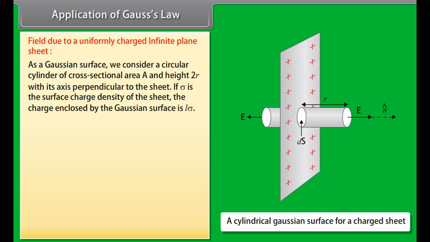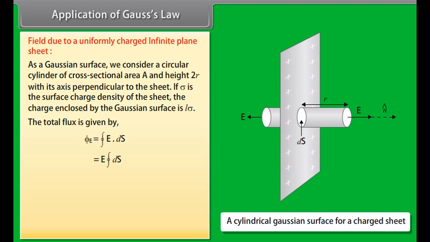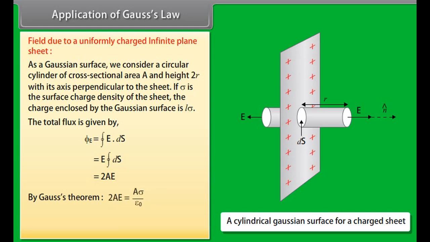We know that phi E is equal to the integration over a closed surface of E dot ds, which is equal to the product of 2A and E. According to Gauss's theorem, we get the electric field at any point at a distance r from the sheet is equal to sigma divided by 2 epsilon naught.